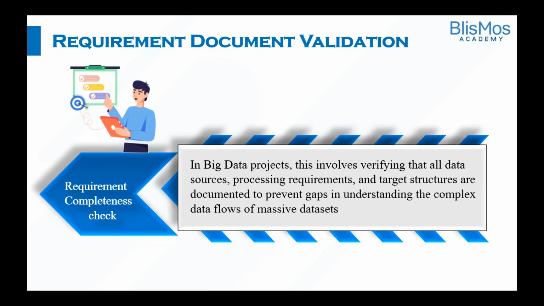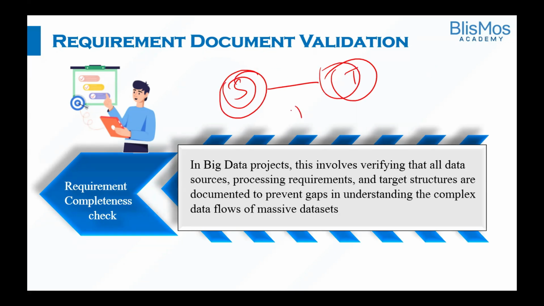And we talk about the data engineering projects. As you know, it involves getting the data from source to the target. Now, when we are trying to get the data from source to target after applying all the transformations, as a part of the requirement completeness check, we will verify whether all the sources and targets are fine or not. Have they mentioned all the appropriate sources and targets? And the transformation, all the processing requirements, are they properly documented or not?